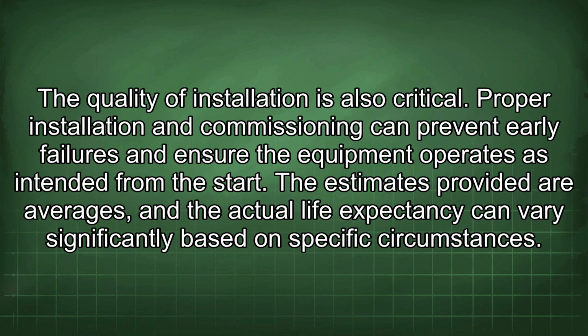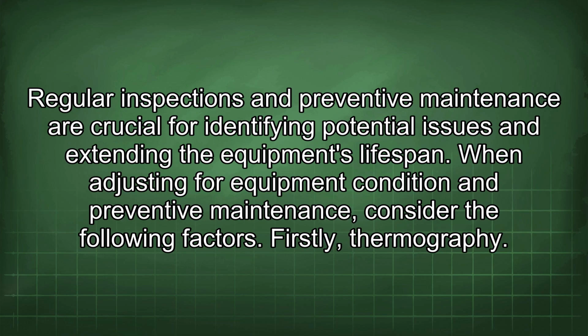The quality of installation is also critical. Proper installation and commissioning can prevent early failures and ensure the equipment operates as intended from the start. The estimates provided are averages, and the actual life expectancy can vary significantly based on specific circumstances. Regular inspections and preventive maintenance are crucial for identifying potential issues and extending the equipment's lifespan.